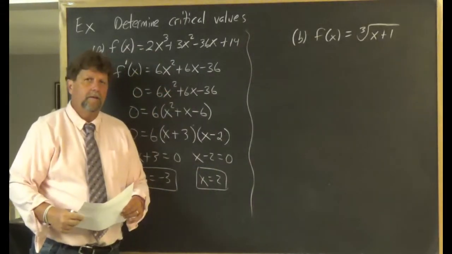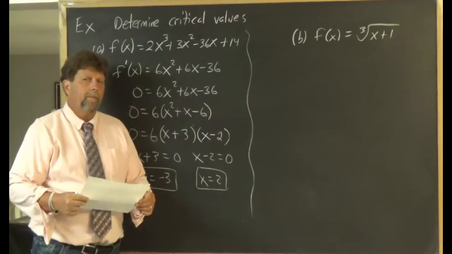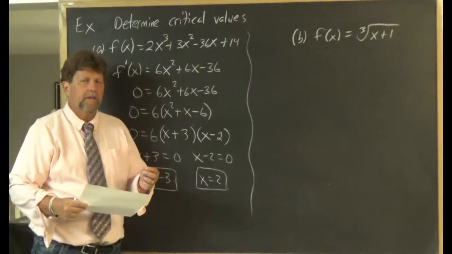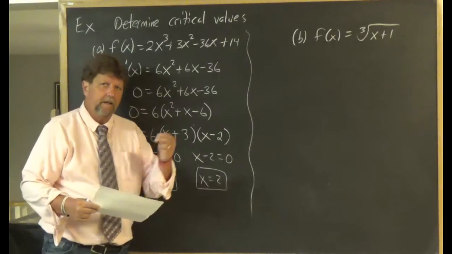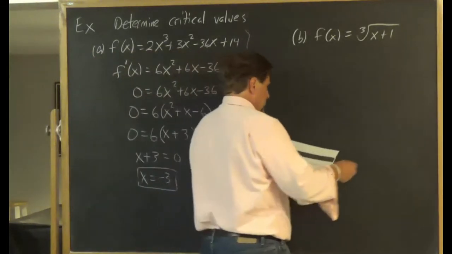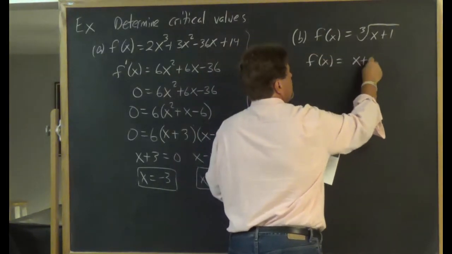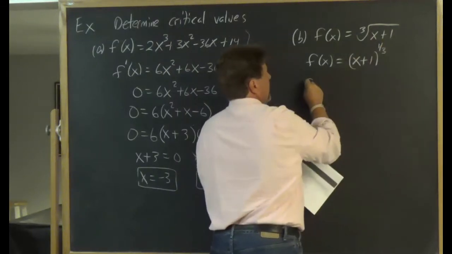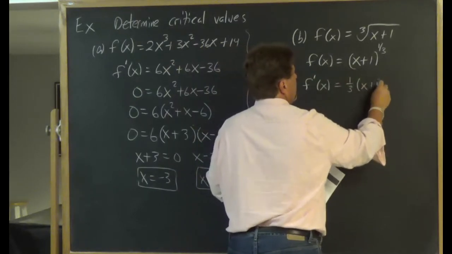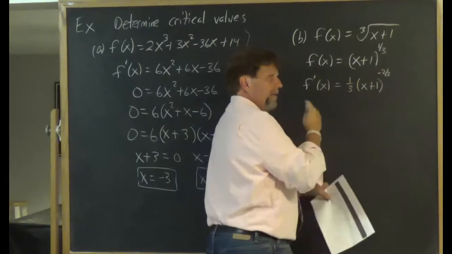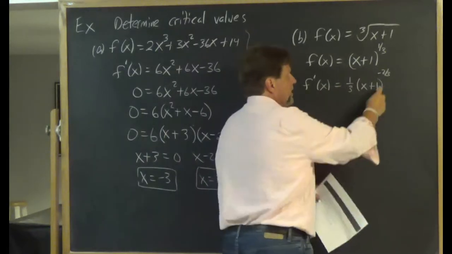That's not too bad. Part B, the function is f of x equals the cube root of x plus 1. Trying to find critical values. That means we're trying to find where the derivative is 0 or where the derivative is undefined. So the first thing I should do is get the derivative. So, I'm going to rewrite this as x plus 1 to the 1/3 so I can get the derivative to be 1/3 times x plus 1 to the negative 2/3. And then I remember the chain rule, times the derivative of the inside. Well, the derivative of the inside is 1, so it's times 1.